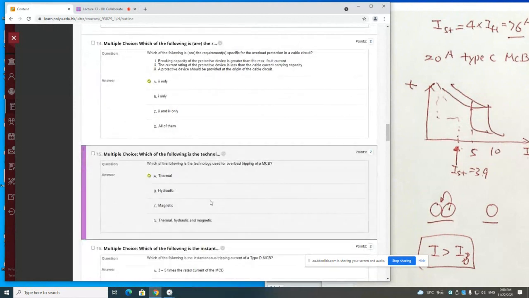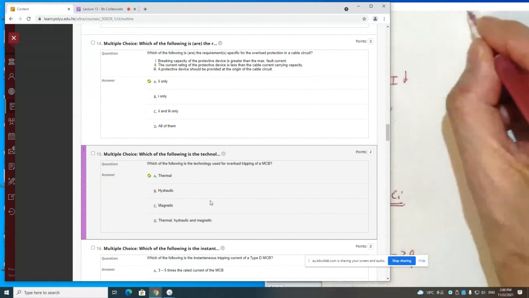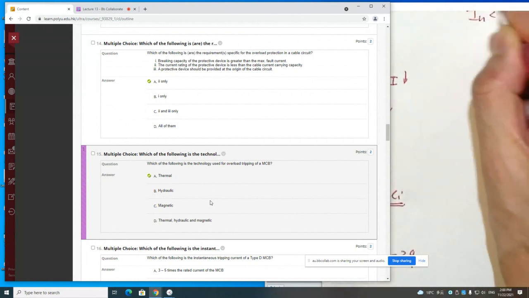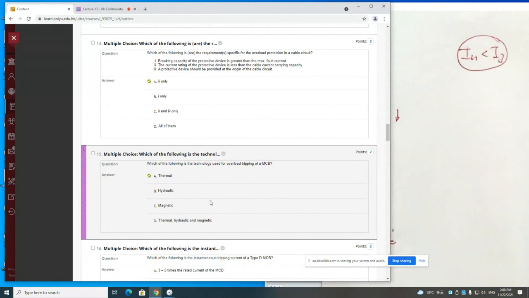14. Which of the following is the requirement specific for the overload protection in a cable circuit? Breaking capacity is a basic requirement for short circuit protection, so we do not need to worry about that. The current rating of the protective device being less than the cable current carrying capacity is part of the overload protection, so this is a requirement. And the protective device should be provided at the origin of the cable circuit.